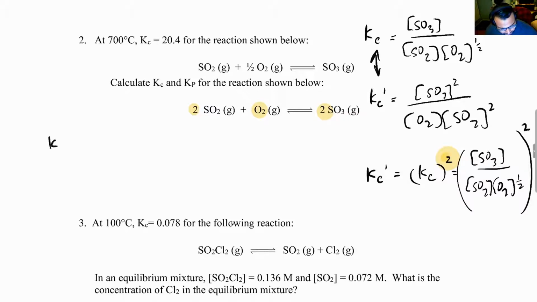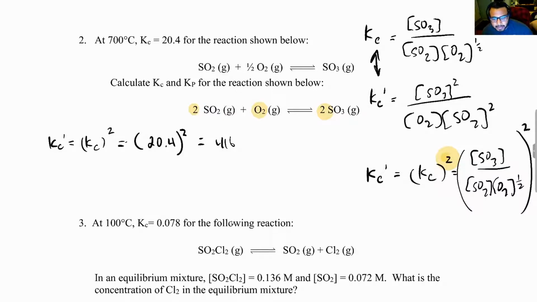So then our new Kc prime is equal to our original Kc, like I said, squared. That would give us a value of 20.4 to the second power. Let me calculate that really quick. So 20.4 to the second power, if we account for 3 significant figures, will be 416. Remember that Kc is unitless, so we shouldn't have any units attached to this at all. Okay, so we have our new Kc.